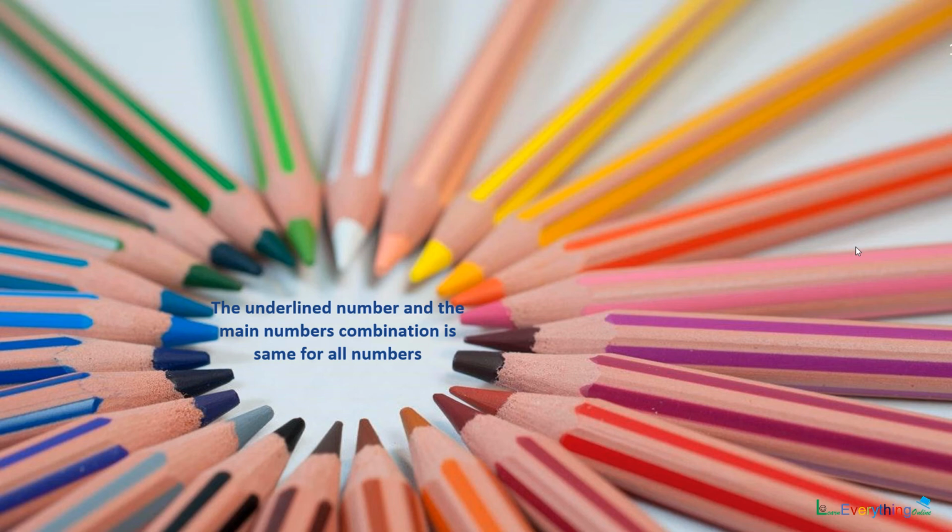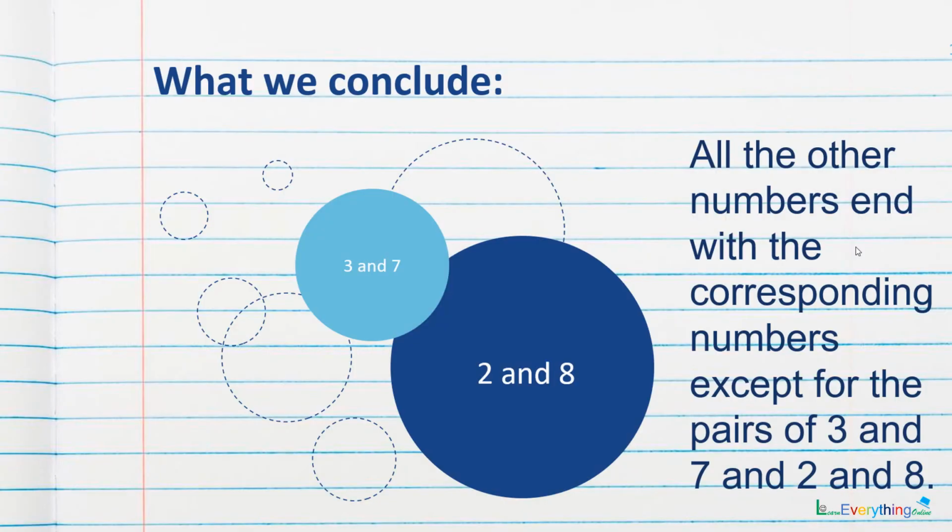We know that if a certain number is in the units place of the cube, the cube root has the answer which we already found from the 1 to 10 series. So if a cube has the number 8 at the end, we know that the cube root will have 2, and similarly if a number has 7 in the ending place, we know that 3 is going to be in the units place of the answer. What we conclude? All the other numbers end with the corresponding same numbers except for the pairs 3 and 7, and 2 and 8.